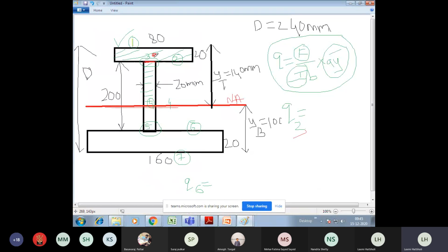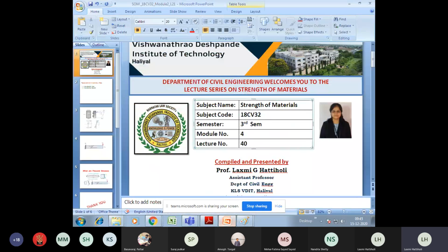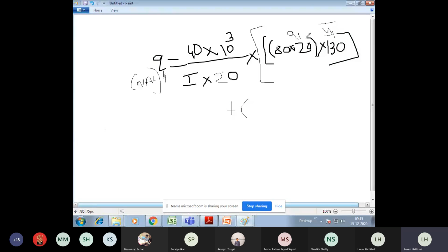Y bar is the center of this area, that is the CG of this area, to the neutral axis distance. As you said, it is 130. So 80 into 20 into 130. That is the same, and that I have already written here.